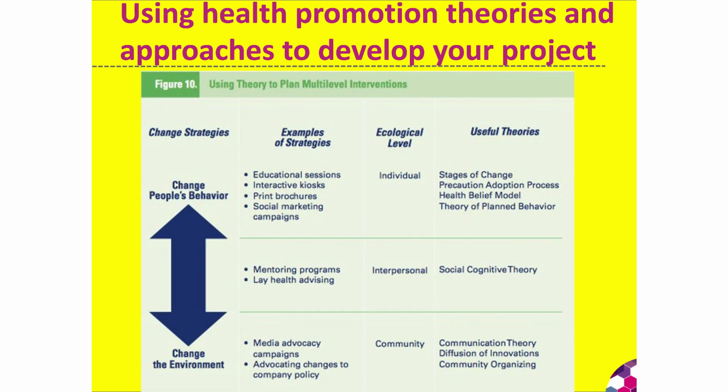And what kinds of theories and approaches are we talking about? Well, here's an example. So we can either change people's behaviors, or we can change the wider environment they are living and working in. And examples of changing people's behaviors are educational sessions and interactive kiosks providing information. We could do print brochures and leaflets. We could do a social marketing campaign. And often this activity is at the individual level, and the kinds of theories that we may use are the stages of change model, the precaution adoption process, the health belief model, and the theory of planned behavior.